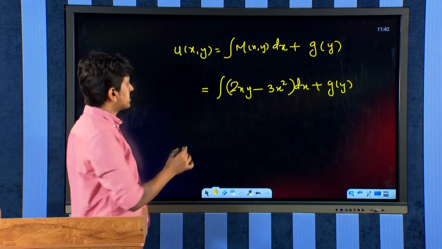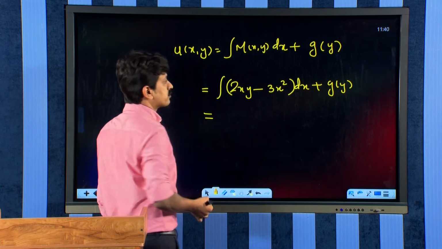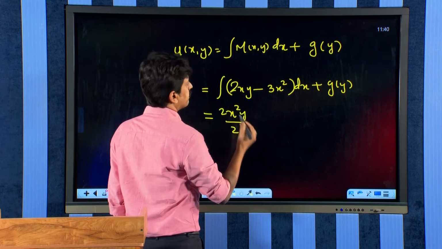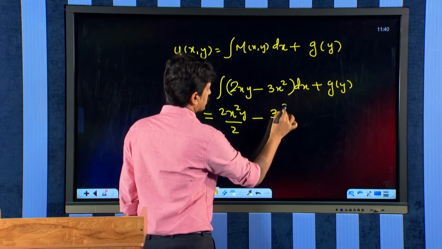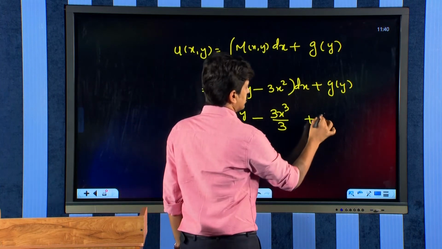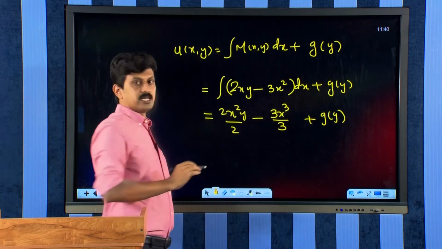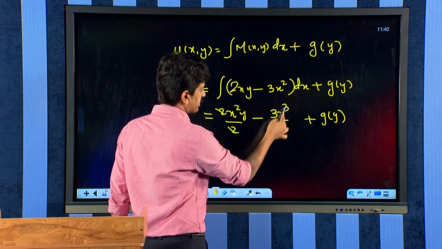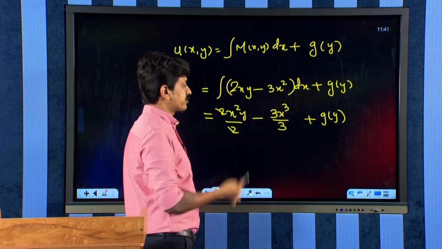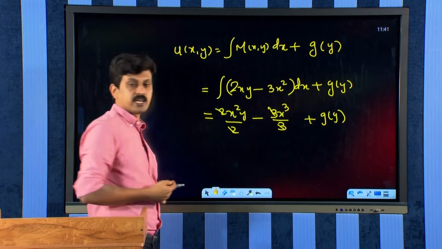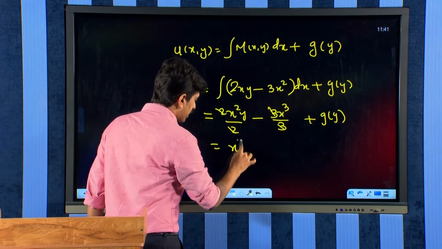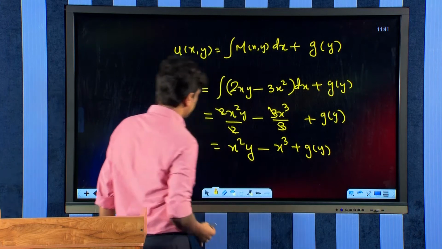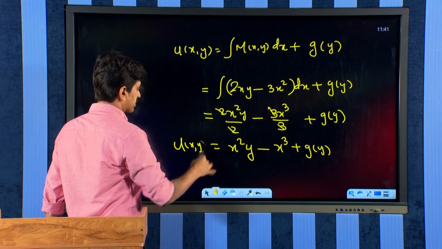So, from here we have u equal to the integral of 2xy with respect to x. So, this is equal to 2x square y divided by 2 minus 3x cube by 3 plus g of y. We just integrate 2xy with respect to x, therefore we can cancel 2 and 2, and similarly 3x square is there. We are just integrating x square as x cube by 3, so we can cancel 3 and 3. Finally, we will have x square y minus x cube plus g of y.